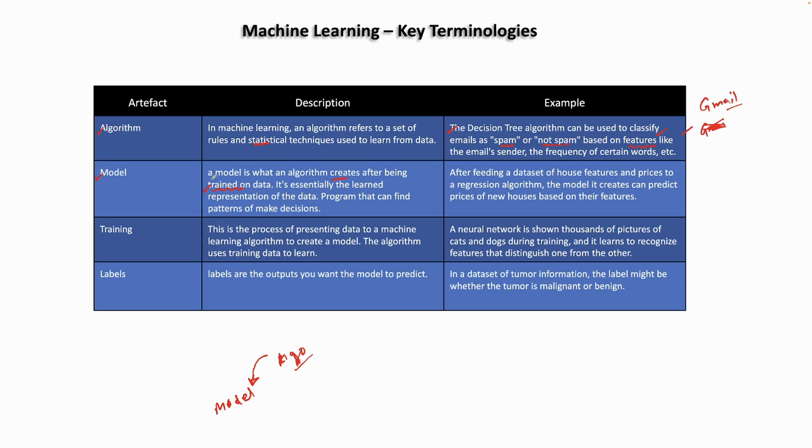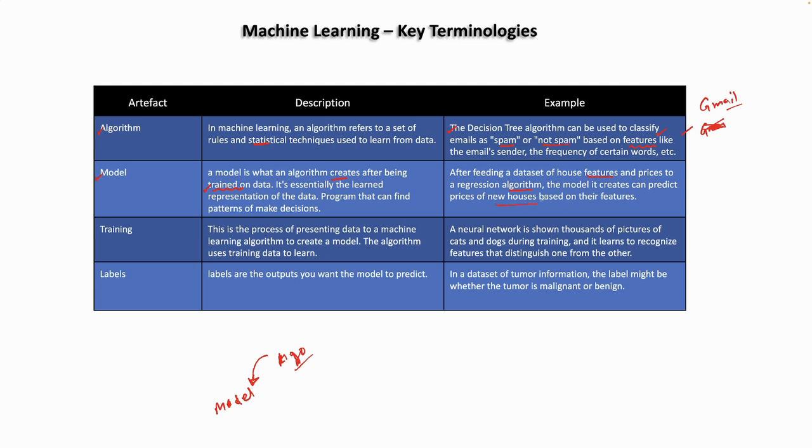If I keep on feeding the data, then based on that, I can easily learn from that data, right? And then the program can find the patterns to make the decisions. So think of it like a Python program, right? We will see in more detail as well. So a model could be, you can say, a Python program which can find the patterns for making decisions, right? Now, algorithm was a set of rules based on statistical techniques. Model is something which is derived from the algorithm, right? And here we give an example of a data set of house features and the prices given to a regression algorithm. The model it creates can predict the price of new houses based on the features.